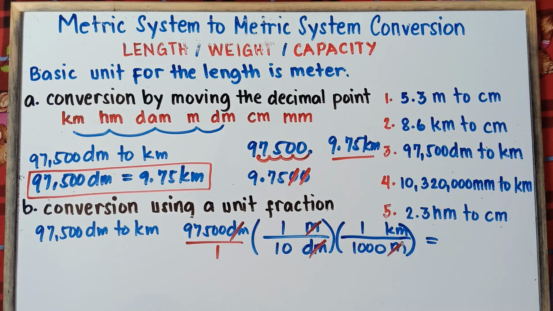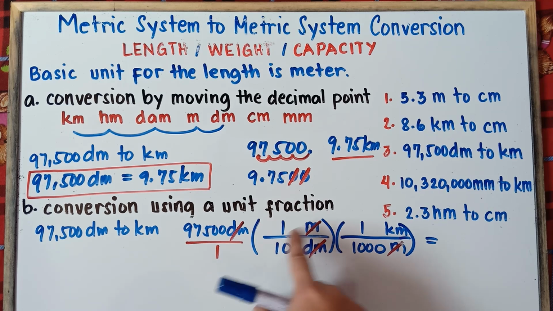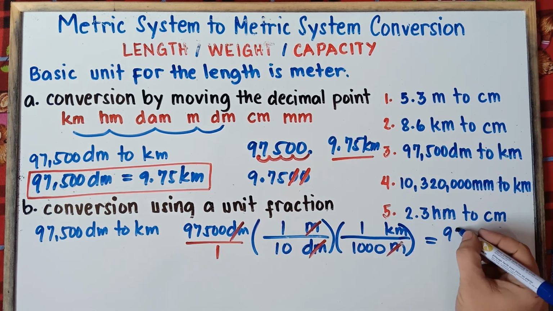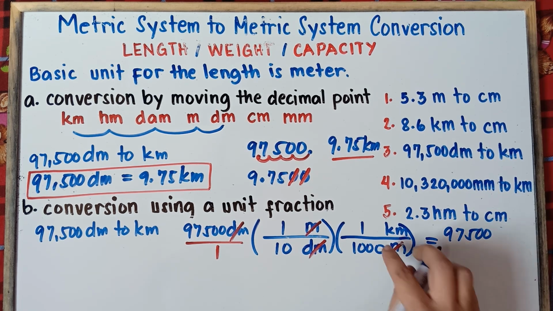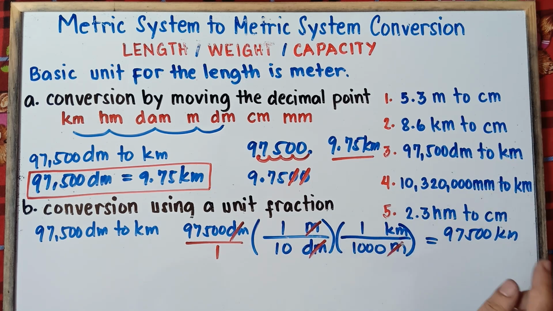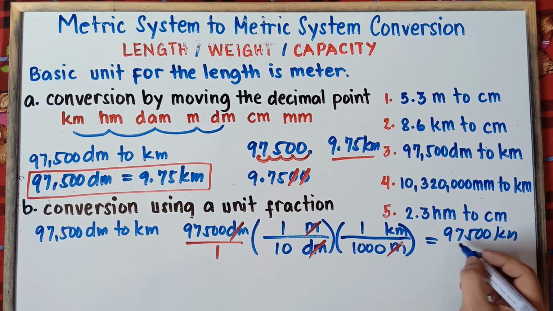Then simply multiply, class, and you're all set. 97,500 times 1 times 1 kilometer. So simply copy 97,500, and do not forget the units. 97,500 times 1 times 1, so there will be 97,500, and copy the units, kilometers.